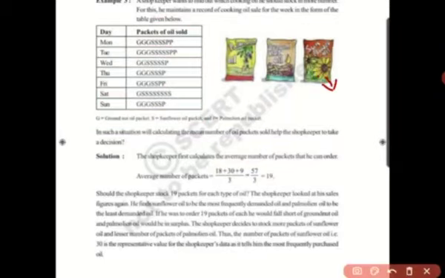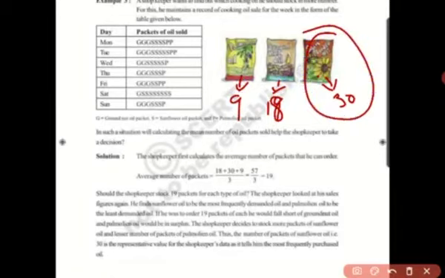So the frequency of occurrence of sunflower oil is 30 times, and the frequency of occurrence of groundnut oil is how much? It is 18, and for palm oil it is 9. So the highest frequency is that of your sunflower oil. That means the shopkeeper has now understood that he should keep more stock of sunflower oil, and he should reduce the stock of palm oil.